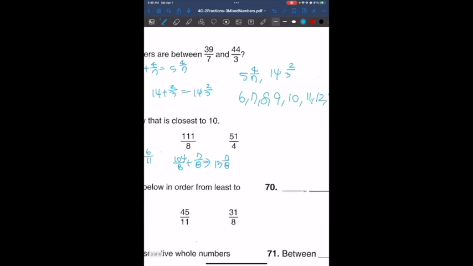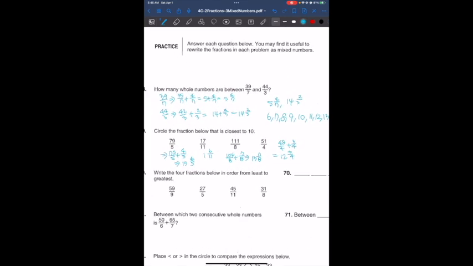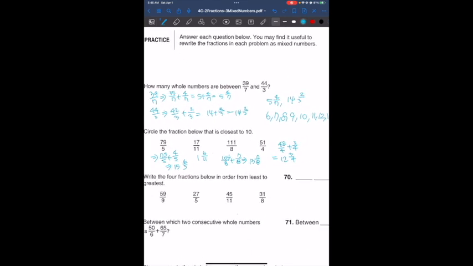And 51 over 4 can be written as 48 over 4 plus 3 over 4. So that can be written as 12 and 3/4. And so the number that is closest to 10 is going to be 12 3/4. So that's going to be 51 over 4.